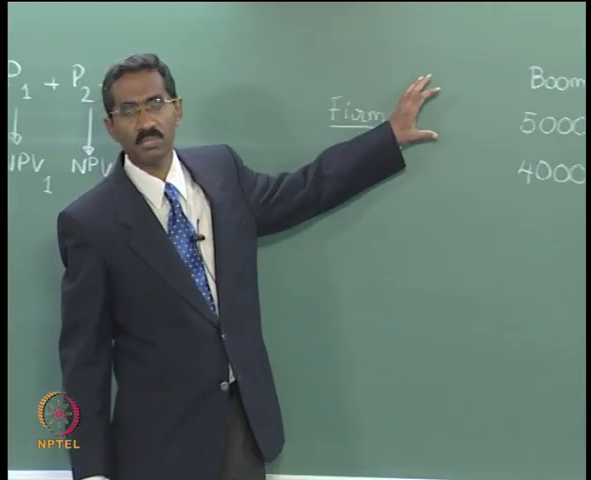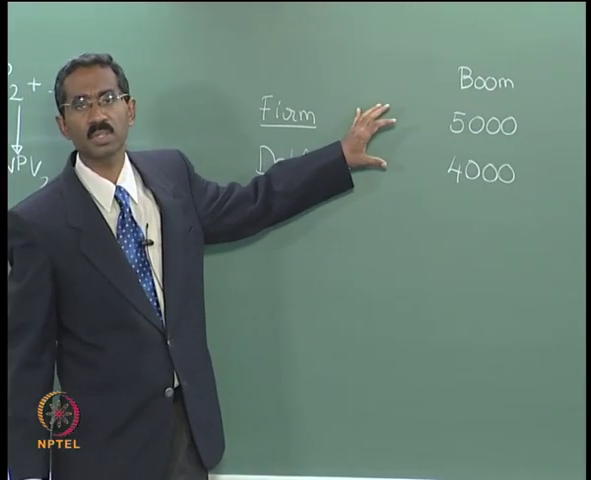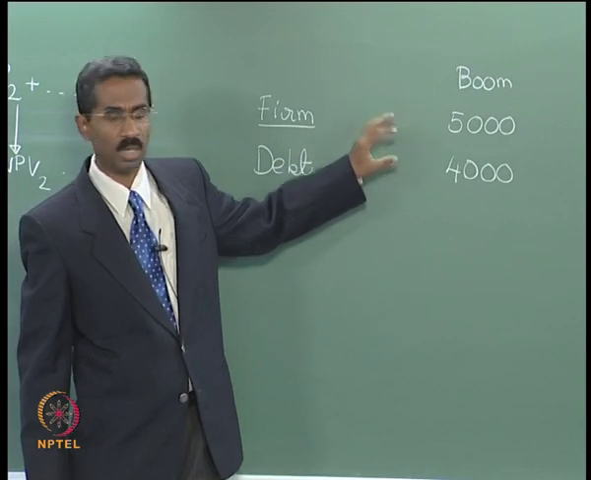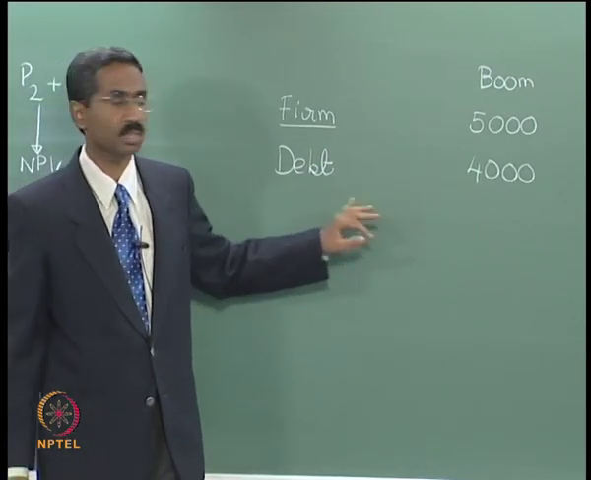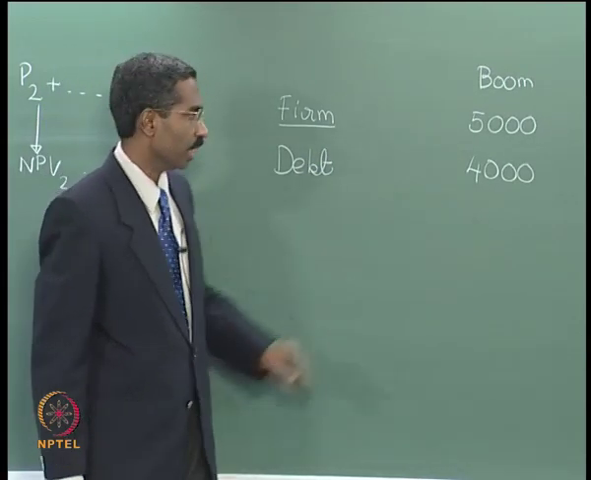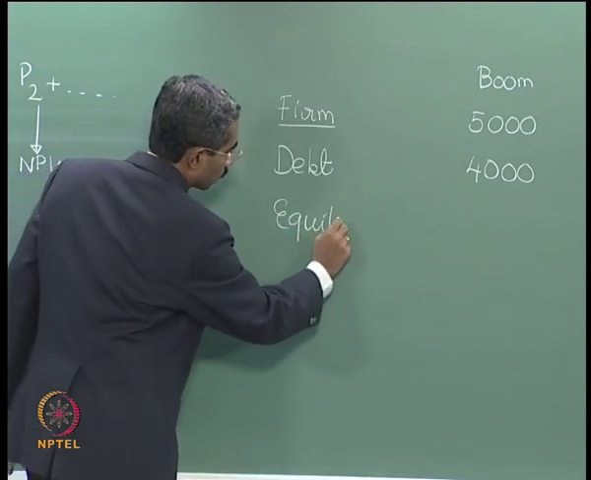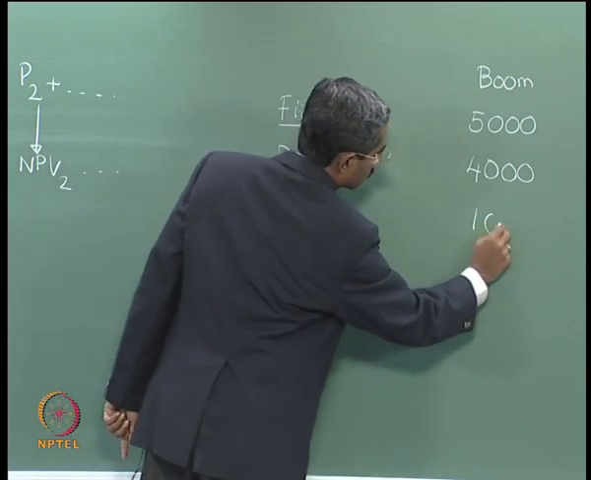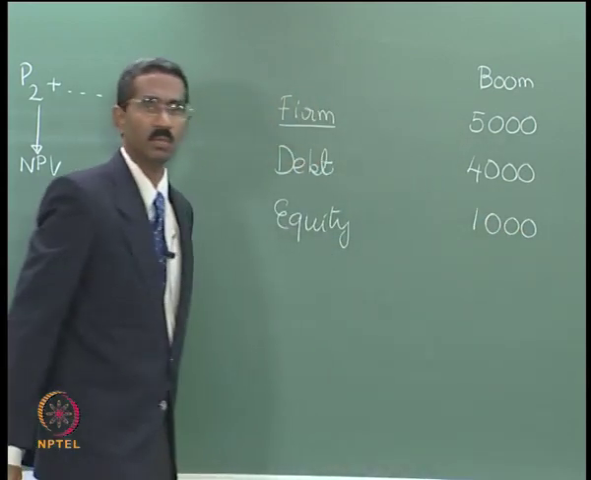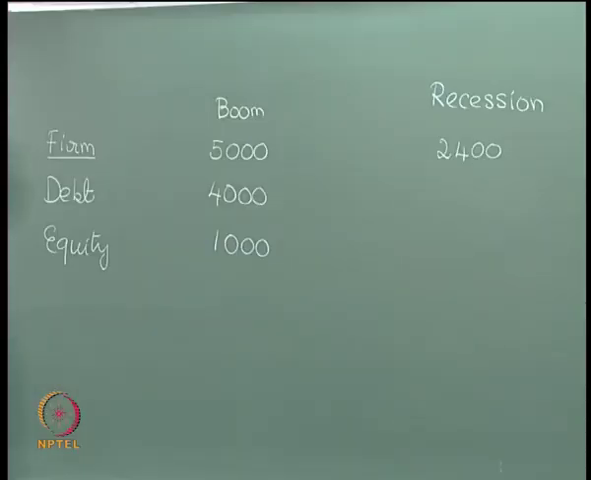During the boom, if the economy is in a boom, the firm has a value of 5,000 and therefore the firm will be able to pay the debt of 4,000. The remaining value of 1,000 will go to the equity holders.